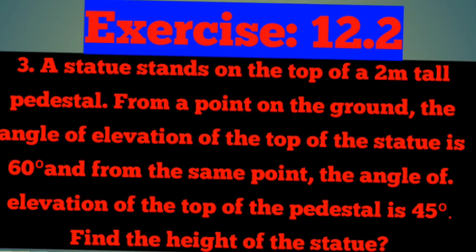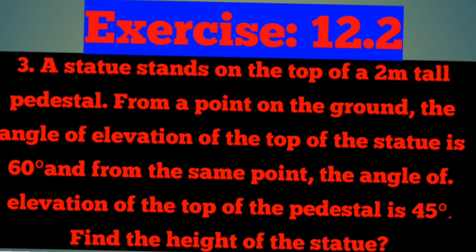Okay, let's go for the next question now. A statue stands on the top of a 2 meters tall pedestal. Here pedestal means gadde. Statue means vigraham, no? So the statue cannot be kept on the surface; it needs some support, like a basement. The basement is called a pedestal. So a statue stands on the top of a 2 meters tall pedestal. From a point on the ground, the angle of elevation to the top of the statue is 60 degrees, and from the same point, the angle of elevation to the top of the pedestal is 45 degrees.